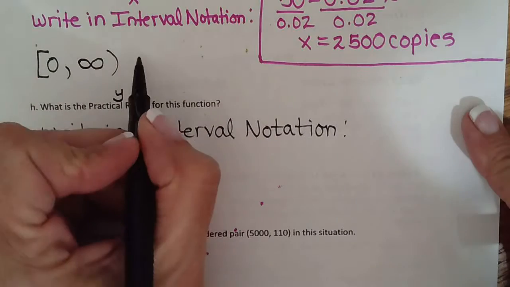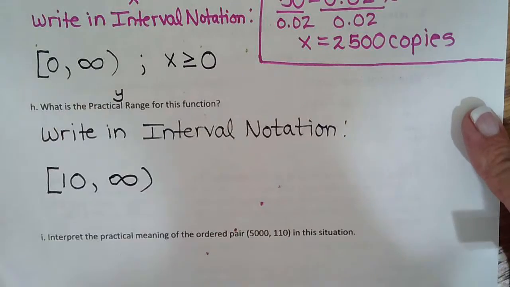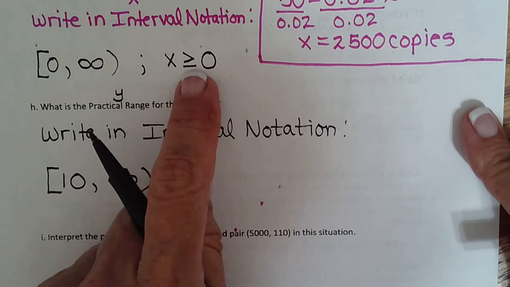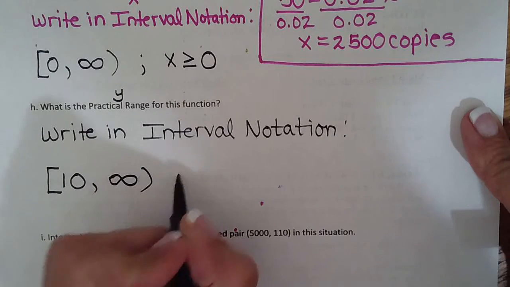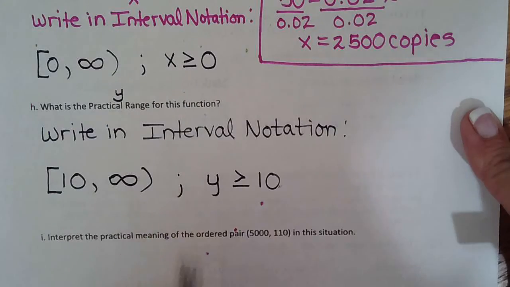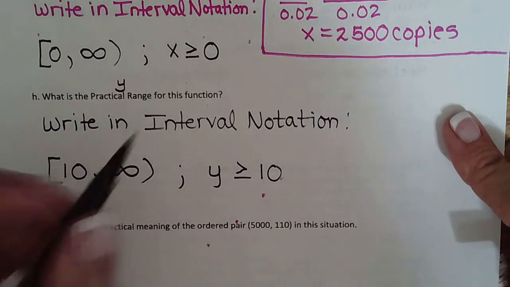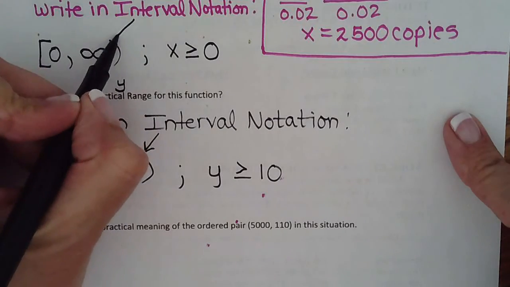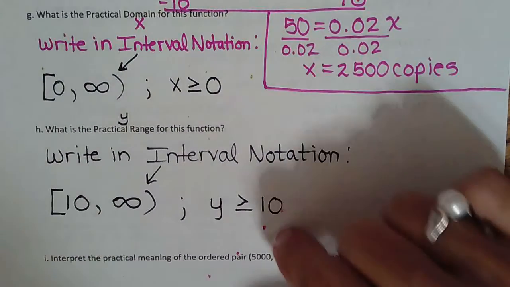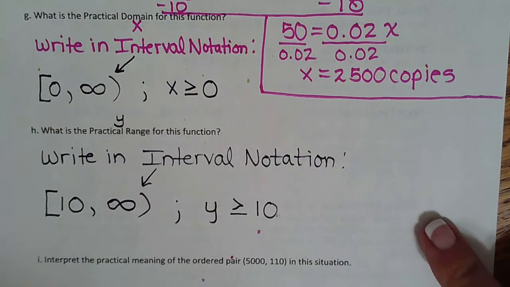If you were writing an inequality, you would write x is greater than or equal to 0, right? Because this is 0 and it can be equal. And this one would be y, if they asked you to write an inequality, is greater than or equal to 10. So this is called writing with an inequality. This is called interval notation. So let's just make sure. And I noticed on your last test it had you do both. So I don't know if that's going to be on this test, but just FYI, that's what it would look like.